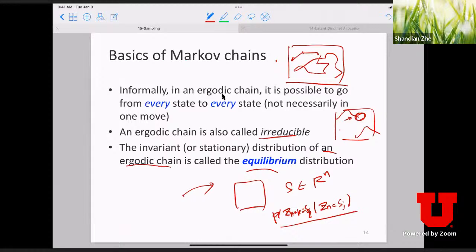It's possible that if you sum over k from 1 to infinity, this is still 0. And in that case, it is not irreducible. Conceptually there is not too much difference here, because when people introduce ergodic or not ergodic, they usually use examples of discrete state space, but they can also be defined on continuous state space.